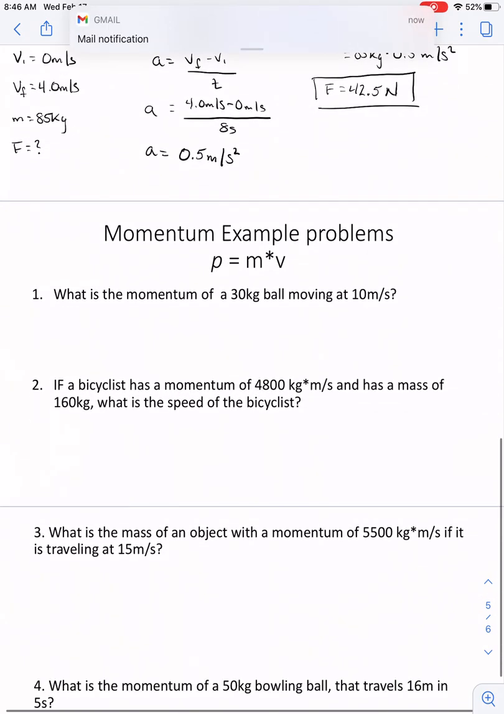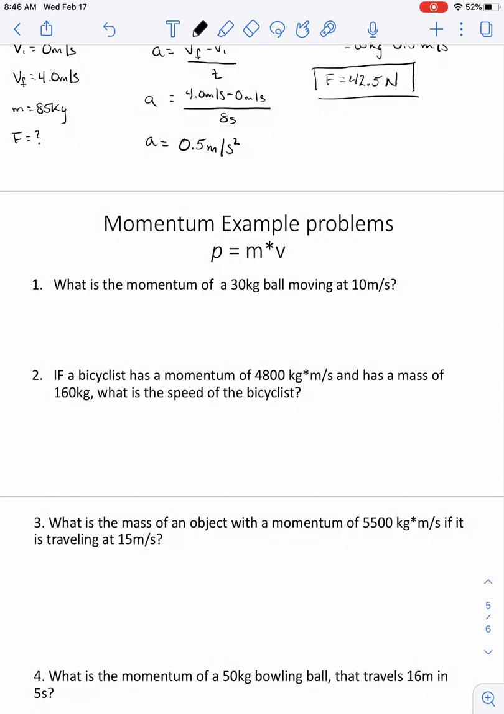So here we have, what is the momentum of a 30 kilogram ball moving at 10 meters per second? So we have 30 kilograms, that's a mass. And I have 10 meters per second, so that's a speed. Remember, that's not an acceleration because acceleration is meters per second squared. And it wants to know what the momentum is.